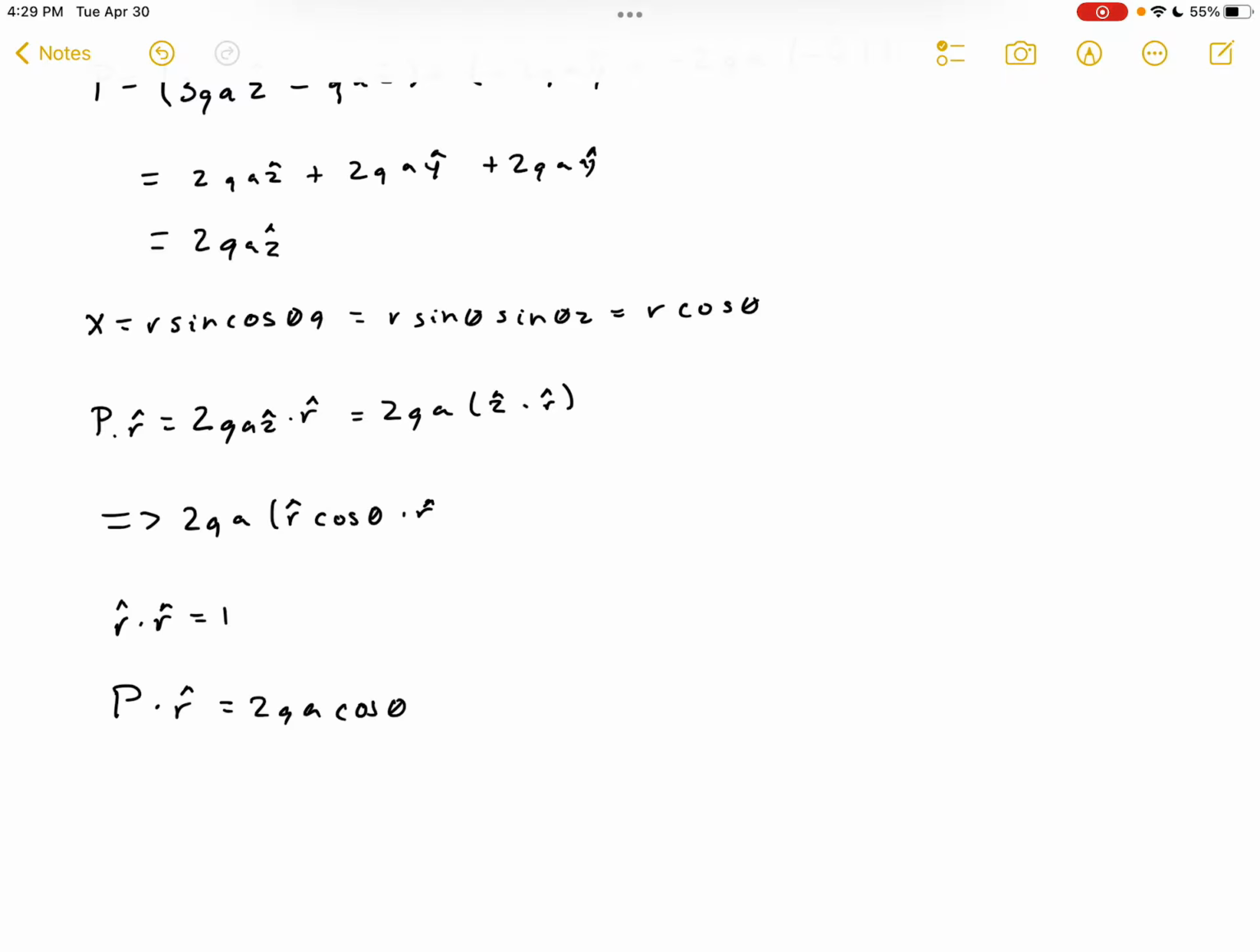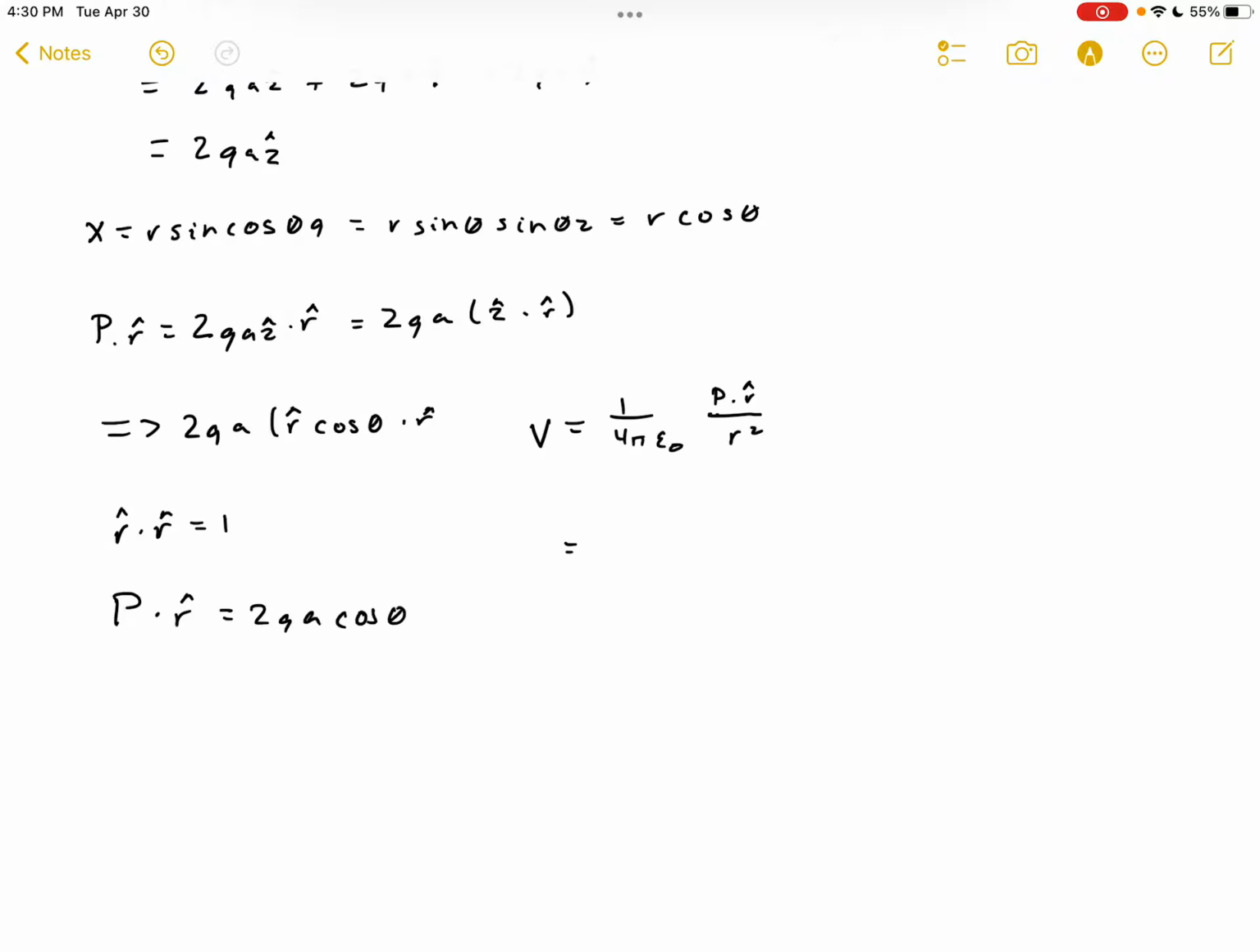So now we want to write the equation for potential at a distance r due to the point charge. So we have V equals 1 over 4 pi epsilon naught times P dot r hat over r squared. Now we substitute 2QA cosine theta in our equation, and we get 1 over 4 pi epsilon naught times 2QA cosine theta over r squared. And that is our final answer. Thank you for watching this video.